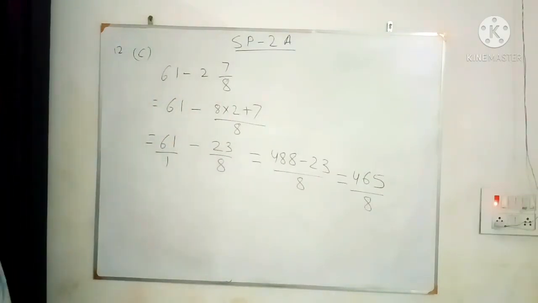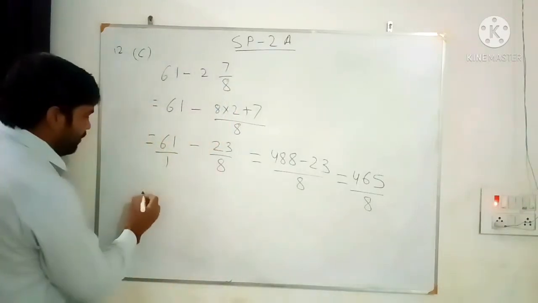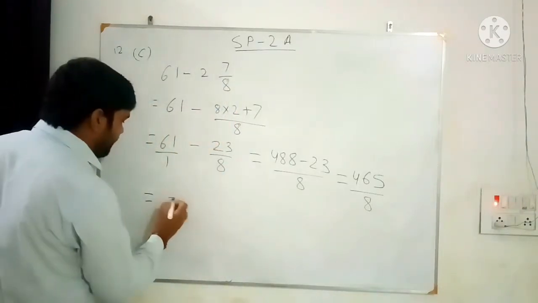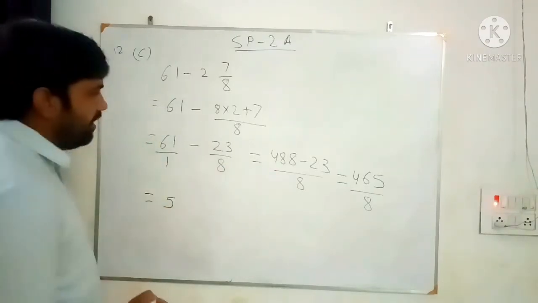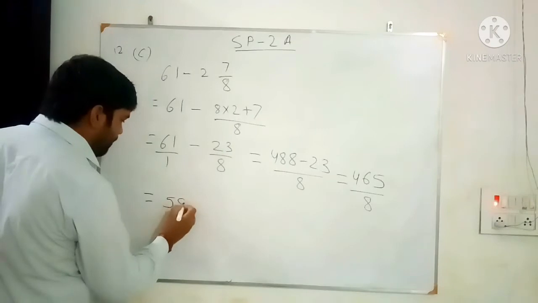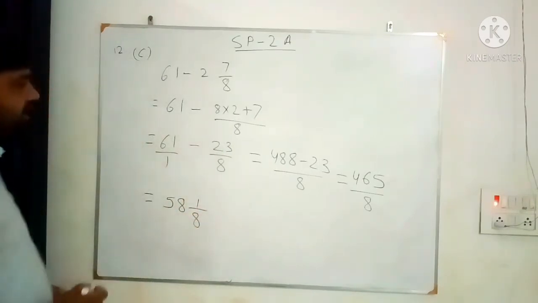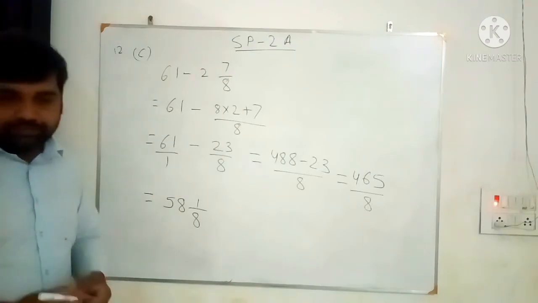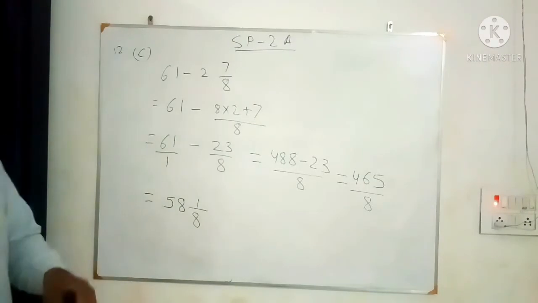Now we convert this into the mixed fraction. So when you divide 465 by 8, what are you going to get? See, 8 5s are 40. That quotient we write as a mixed number. 8 5s are 40, 6 will be the remainder, 65. 8 8s are 64, 1 is the remainder. Now 58 1 by 8. 58 1 by 8 is the answer. Like this we have to solve. Okay. Now we move to question number 13.